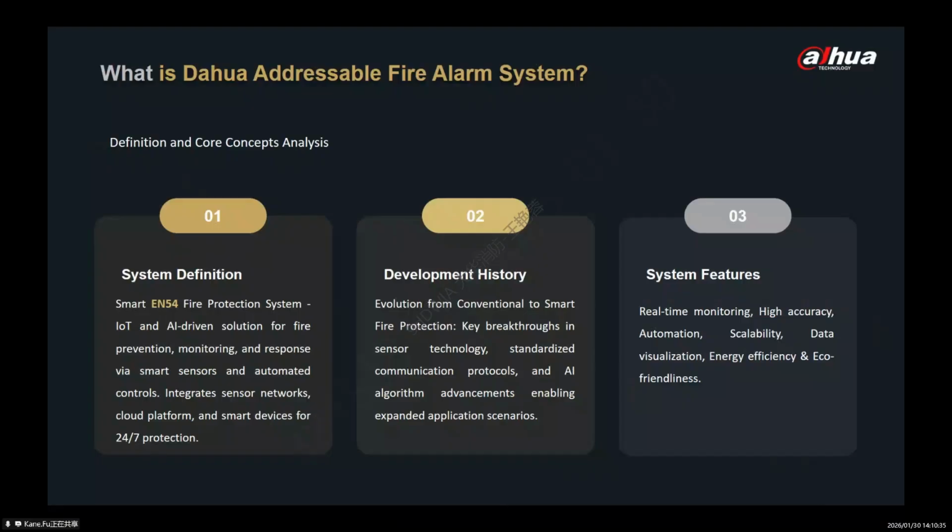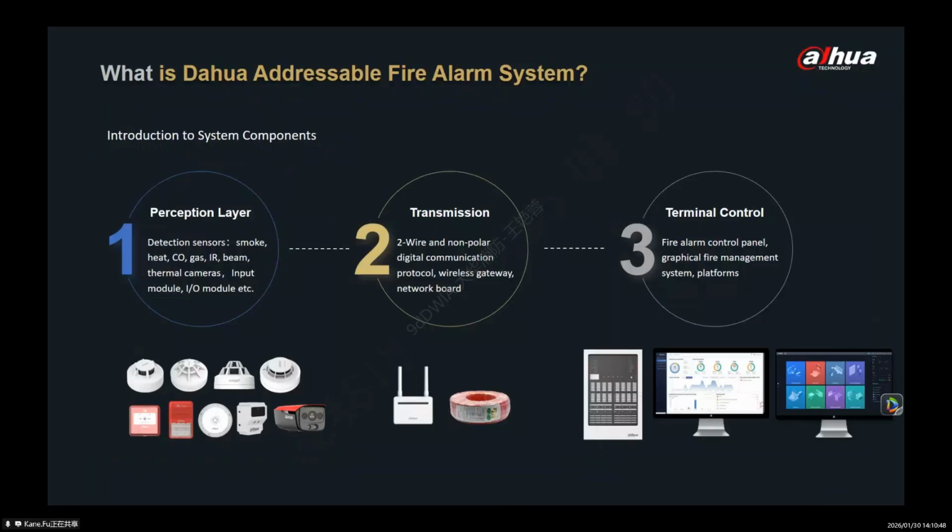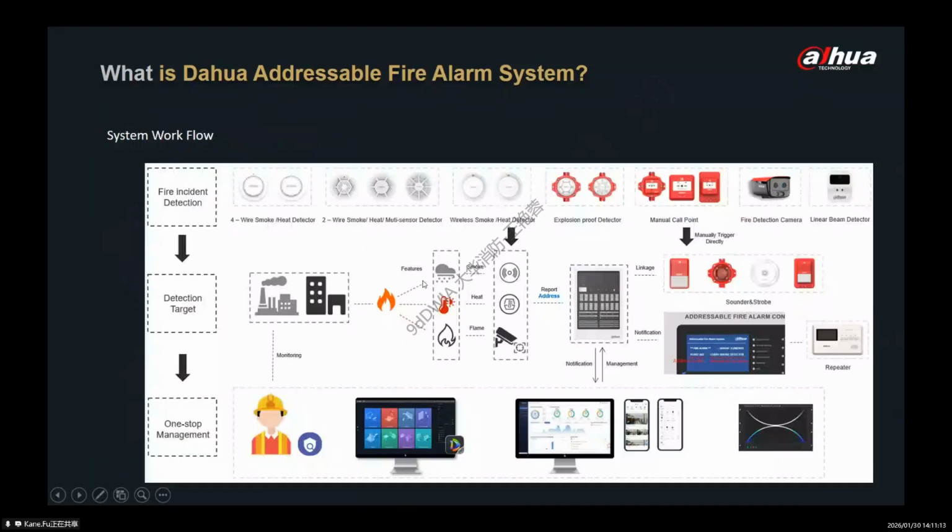The addressable system is EN54 certified, and it is used for protection and security from fire. It is combined of all kinds of detectors and transmission devices, and also the terminals for one-stop management, like the local terminal, the FACP, and also the platform client, the cloud platform, and the local private platform, DSS Pro. The working flow is like this.